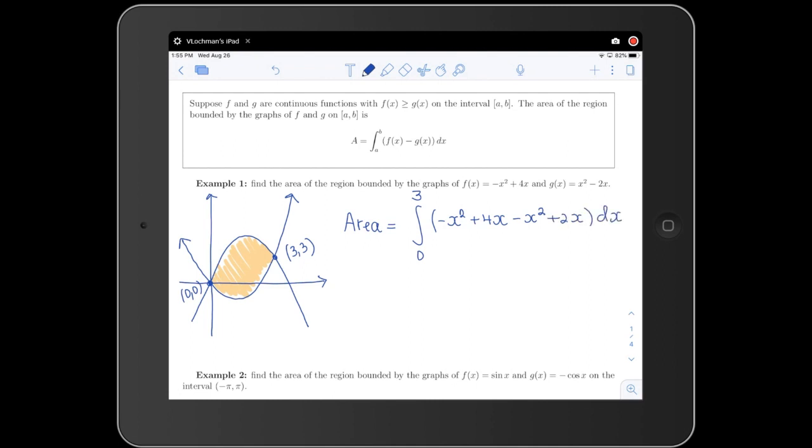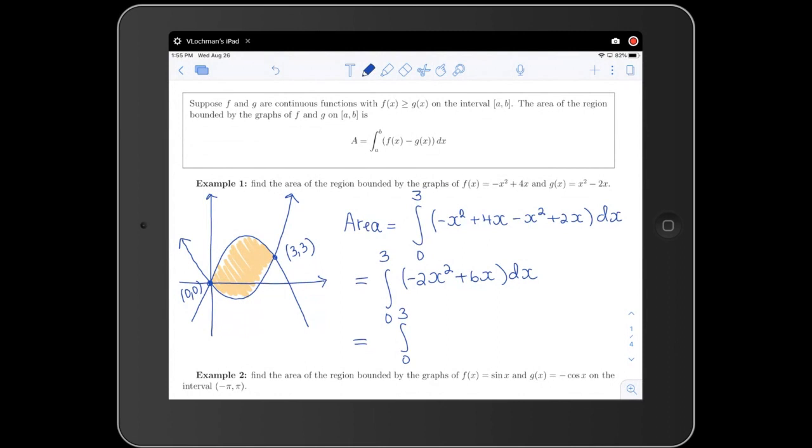dx. We get the integral from 0 to 3 of negative 2x squared plus 6x dx. This is a polynomial, so it's easy to integrate. What do we get? Negative 2/3 x cubed plus 3x squared, evaluated from 0 to 3.